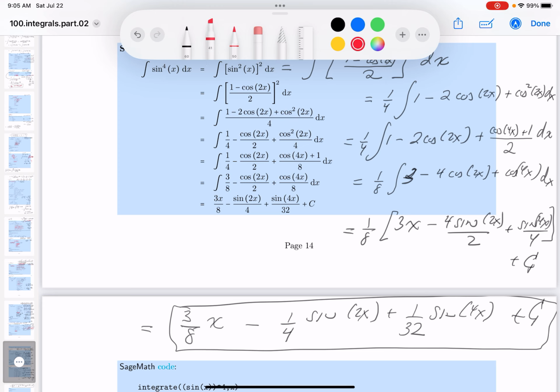I see 3/8 of an x. I see the minus 1/4 sine of 2x plus sine of 4x over 32 plus c. We're good to go to the next question. Thank you.